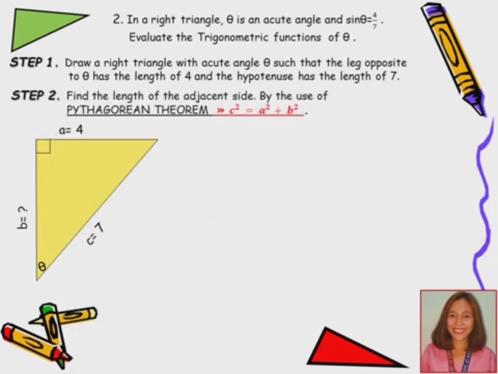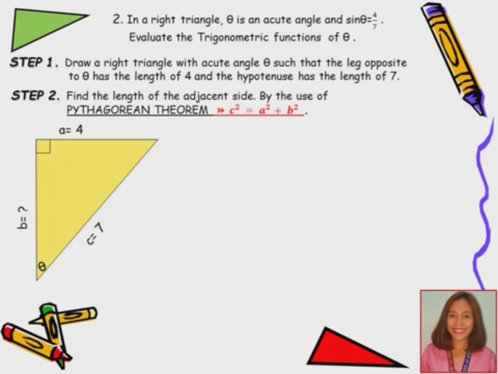So we have this step 2. We are going to find the length of our adjacent side by the use of the Pythagorean theorem, or the Pythagorean formula that was discussed earlier in your class. So what is our Pythagorean formula? Kindly remember that one: c squared equals a squared plus b squared.